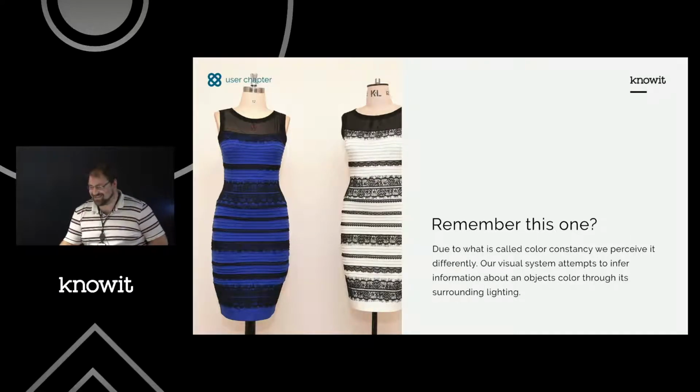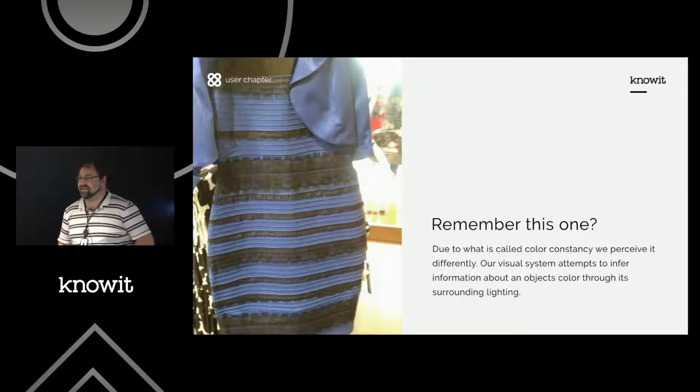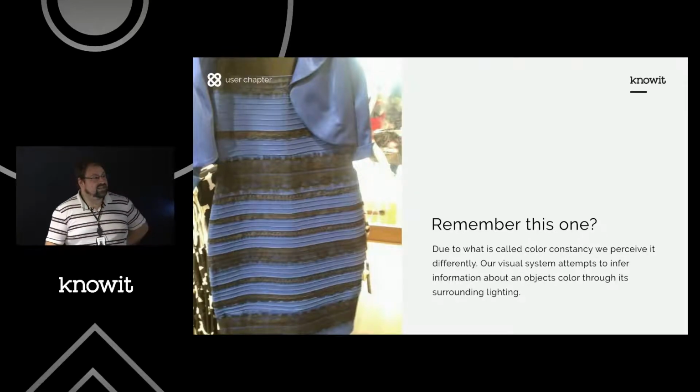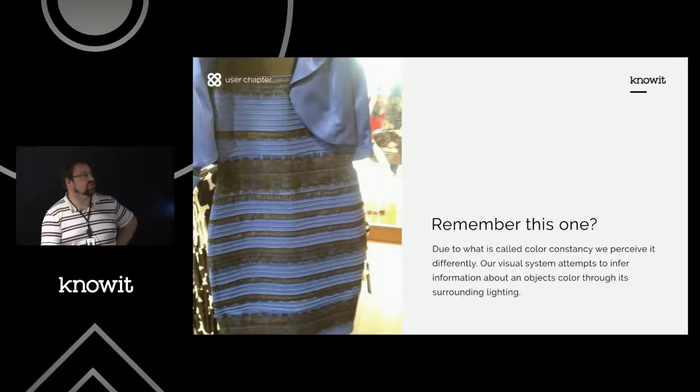It's the dress. Because this image was passed around the internet for days on end. And it's something called color constancy. Our eyes and our visual system is trying to determine the color of an item based on the ambient lighting in the room. Take this dress, for example. The lighting around it makes my eyes see blue and dark brown at the moment.